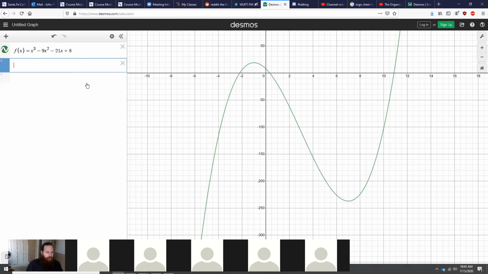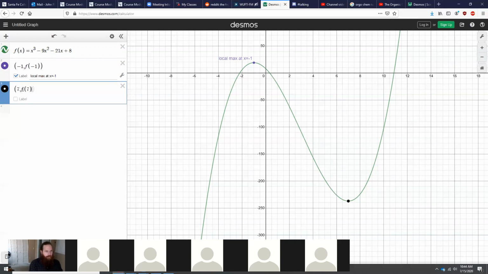So local mins, local maxes, where did we find those? Local min at x equals 7, local max at x equals -1. So -1 comma f of -1. This is the local max at x equals -1. Then we also had a local min at x equals 7. So 7 comma f of 7, that's the point on the graph of f of x when x is equal to 7. This was a local min at x equals 7.